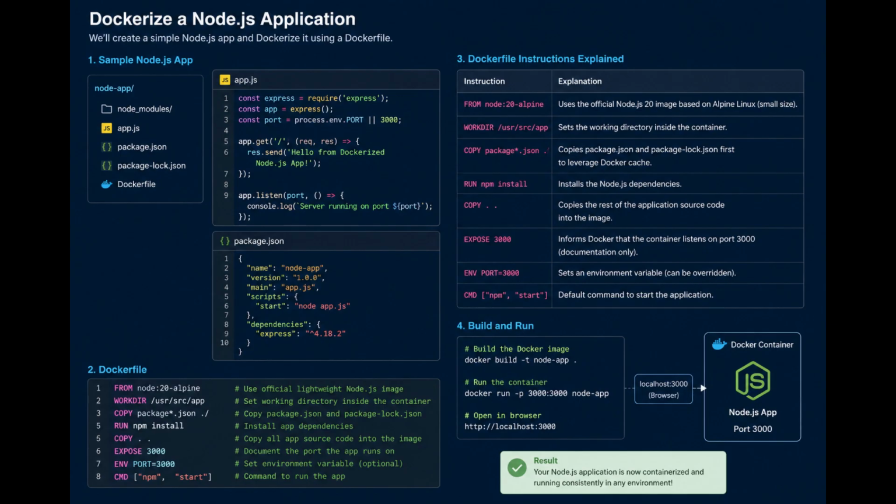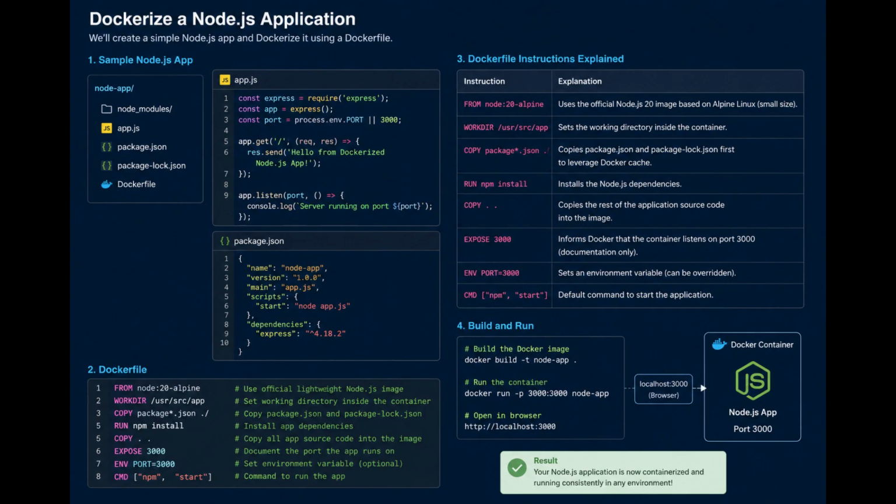Next comes EXPOSE 3000. This instruction documents that the application inside the container listens on port 3000. Now it's important to understand that EXPOSE does not actually publish the port outside the container. It simply acts as metadata and helps Docker networking tools understand which ports are being used. The actual port mapping happens later when we run the container.